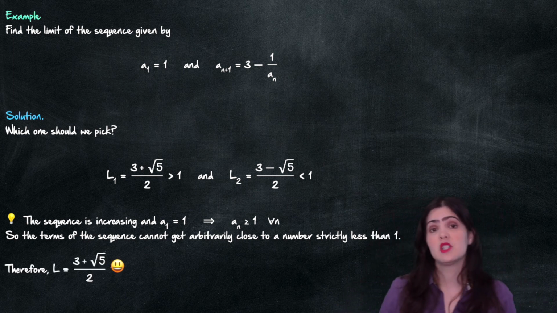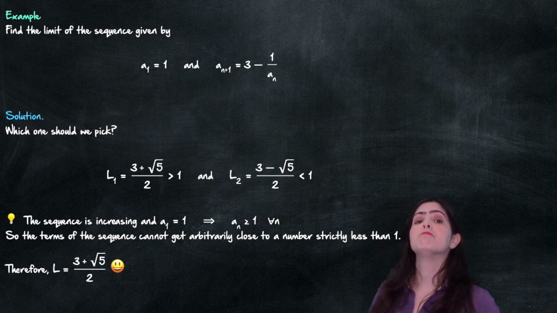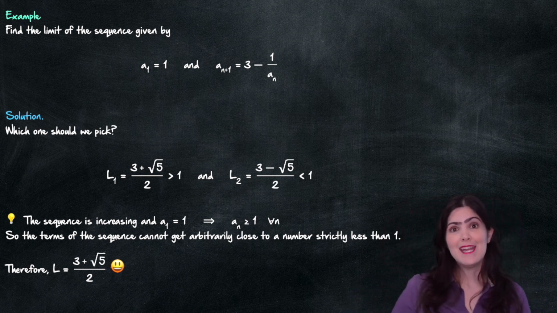So then my limit has to be the first option. The limit is 3 plus square root of 5 over 2. And that completes our proof.